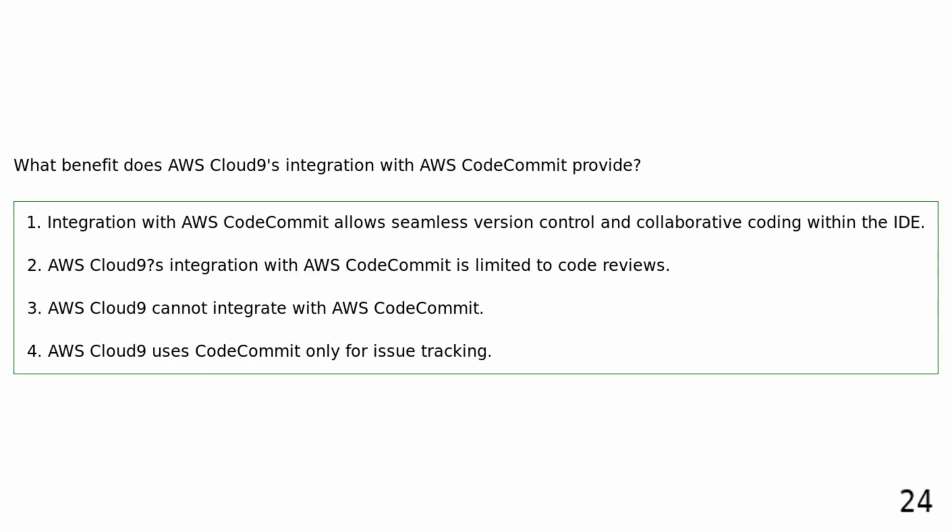What benefit does AWS Cloud9's integration with AWS CodeCommit provide? Integration with AWS CodeCommit allows seamless version control and collaborative coding within the IDE. AWS Cloud9's integration with AWS CodeCommit is limited to code reviews. AWS Cloud9 cannot integrate with AWS CodeCommit. AWS Cloud9 uses CodeCommit only for issue tracking.